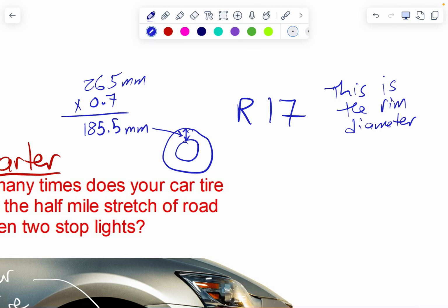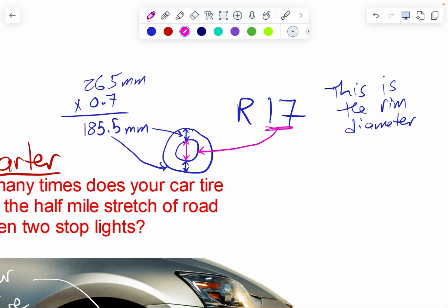Okay, so we need to add 2 of those, right? Like the 17 is this, and then we have 2 185s for the diameter of the actual tire itself. So trying to get all these in here. Actually, let's use a different color for that. So what's the total diameter of our tire? Well, it's 17 inches plus 2 times 185.5 millimeters.